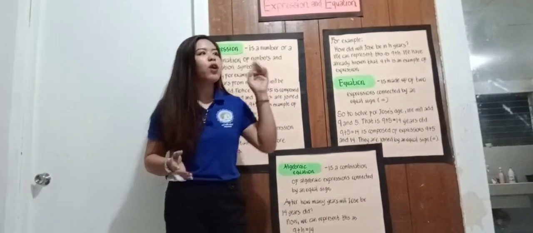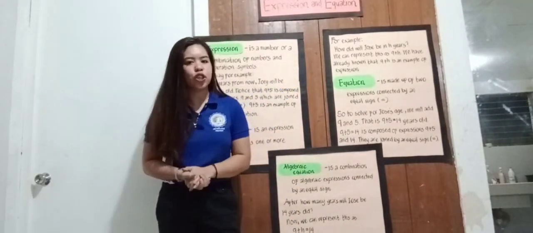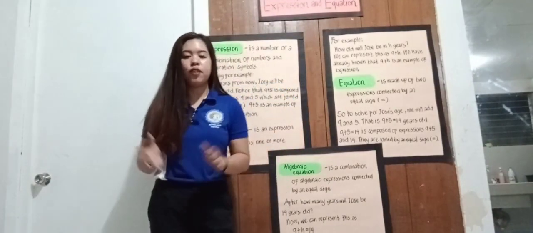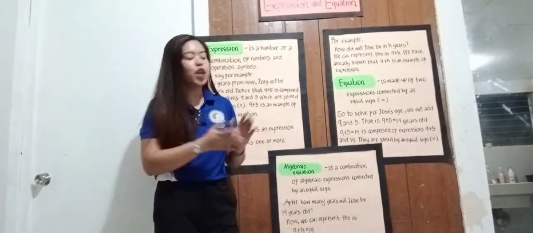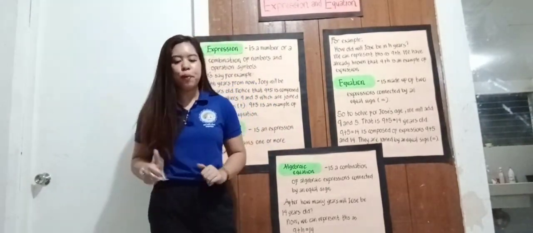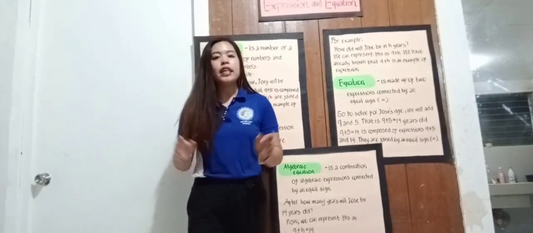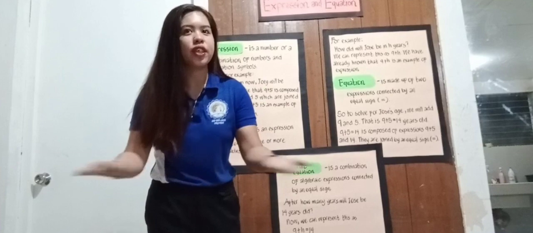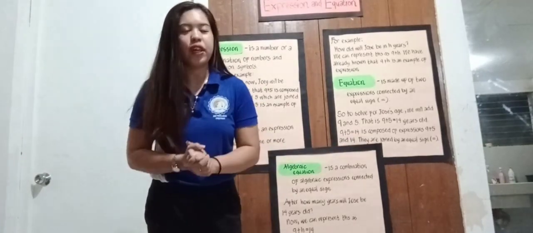That's right. Now, Banzon, what do you notice in this expression? That's right. This expression consists of a number 9 and a variable h. Good job. That's a good answer. So therefore, it is called an algebraic expression. Do you understand? Very good. To fully understand, here are some examples of expression and algebraic expression.